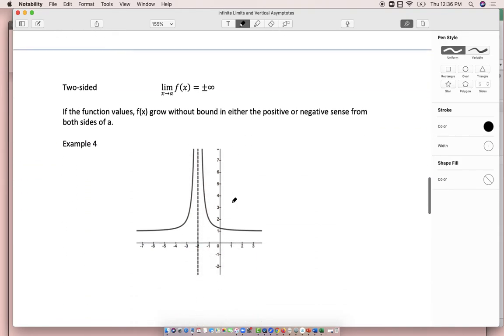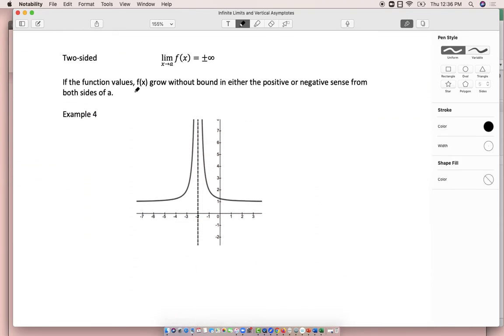So now two-sided limits. So now if the function values grow without bound in either the positive or negative sense from both sides of a. So let's take a look at this graph. Do you see on the left side of -2 and the right side of -2, we get plus or minus infinity? So in this case, if I approach this function from the negative side, I get positive infinity. And as I approach 2 from the positive side, I also get infinity.